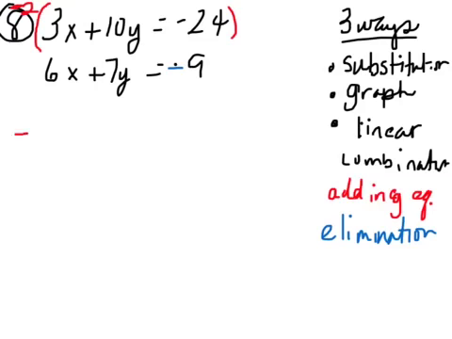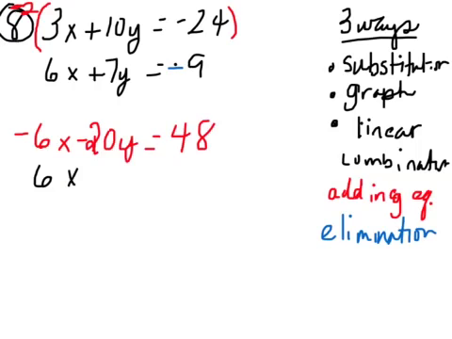Negative 2 times 3x is negative 6x. Negative 2 times 10y is negative 20y. And then negative 2 times negative 24 would be a positive 48. So I just changed my first equation.